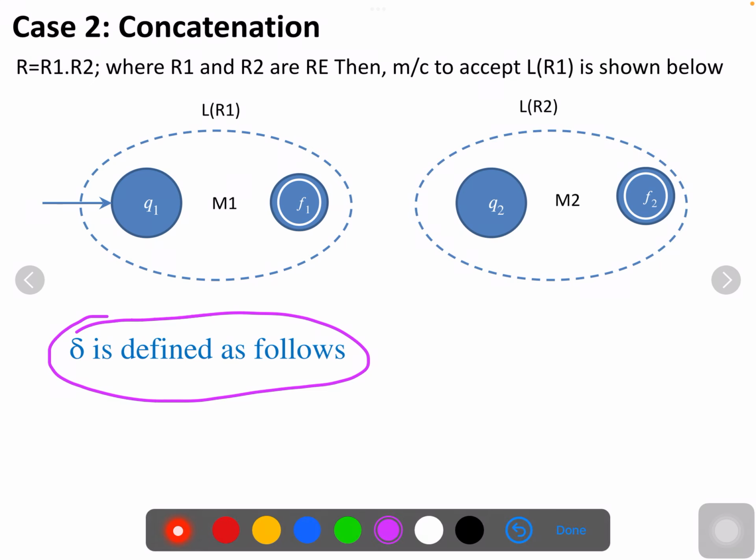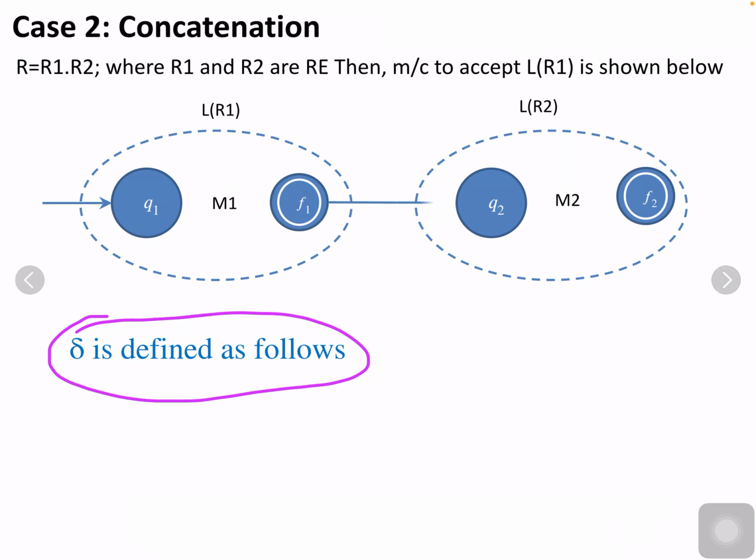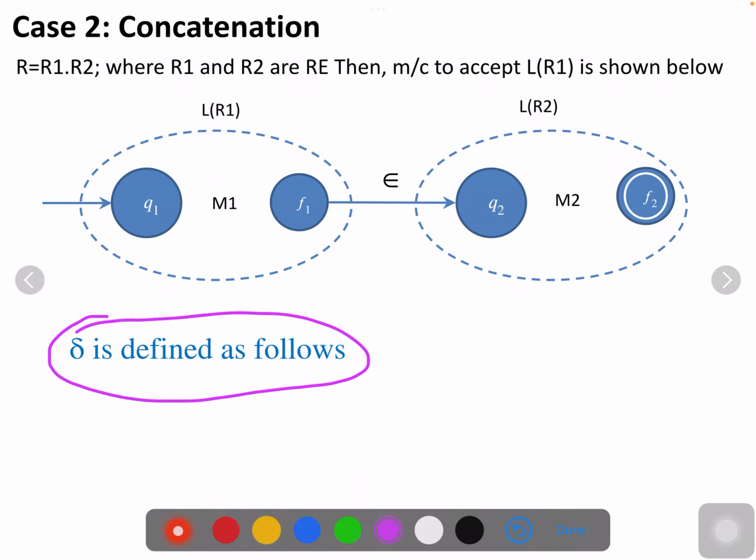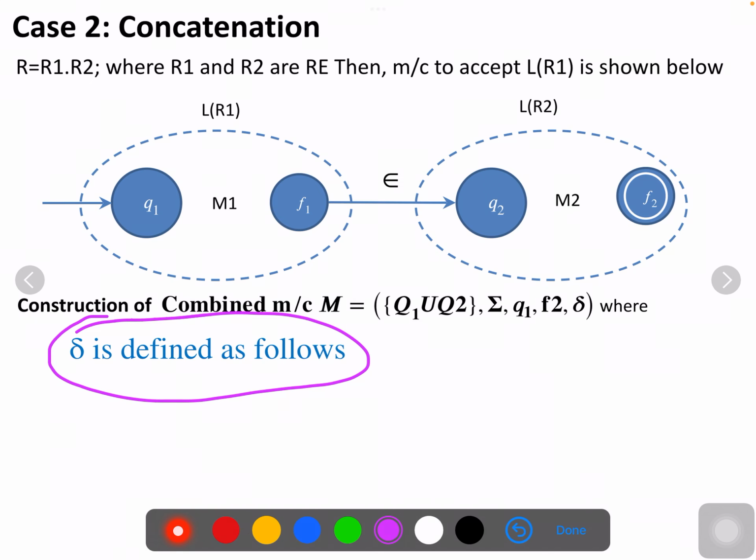Then how do we combine? Because it is a concatenation, L of R1 followed by L of R2. What is the operator in between? Dot operator. How to join that? By epsilon. Then F1 becomes an intermediate state, F2 becomes the final state, and Q1 becomes the initial state. So now we have to define the construction of the combined machine. Here it is, the combined machine.